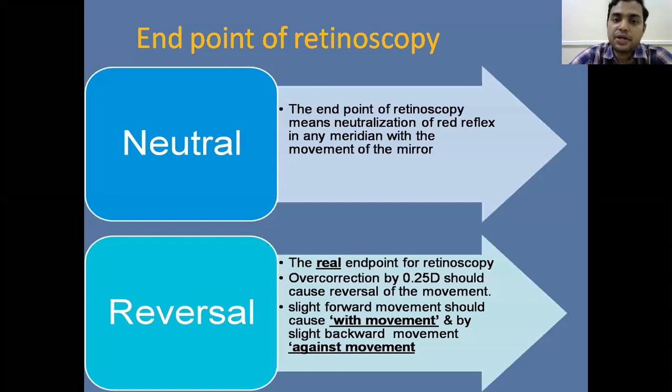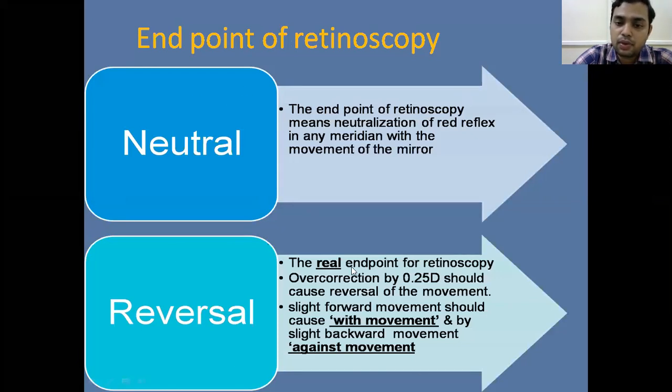So what is the end point of retinoscopy? The end point of retinoscopy means the point of neutralization of the red reflex in which no movement is seen. We call it the endpoint when the reflex is completely neutralized and there is no movement seen in the pupillary region. That we call the endpoint of retinoscopy.